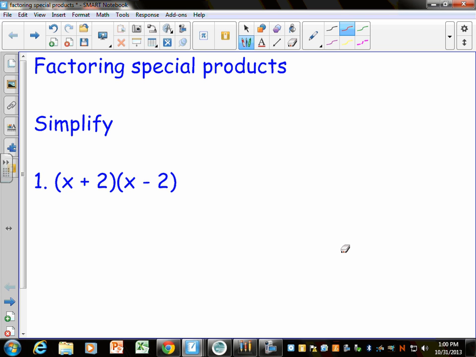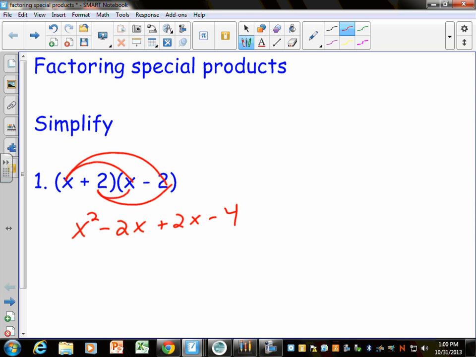Go back to vehicles and crashing. FOIL. X times x is x squared. X times negative 2 is negative 2x. 2 times x is 2x, and then it's going to be 2 times negative 2 is negative 4.